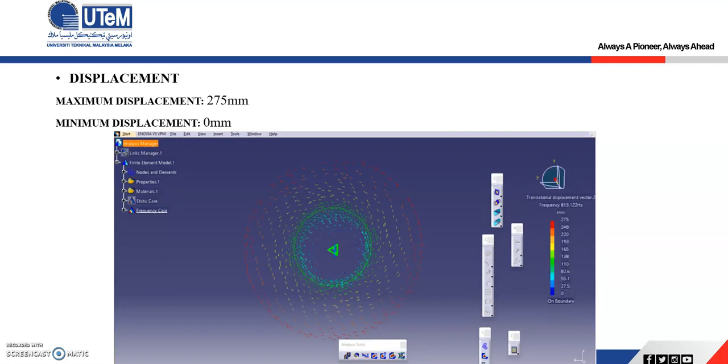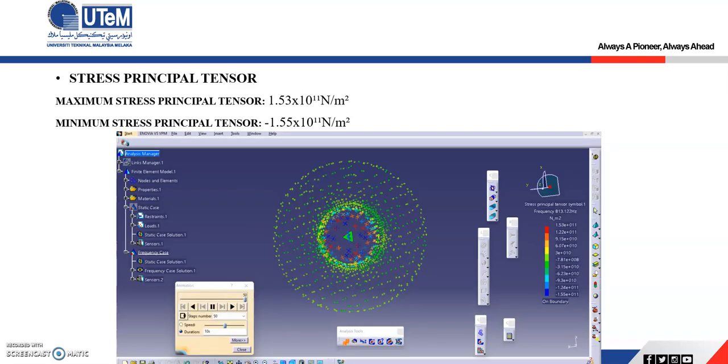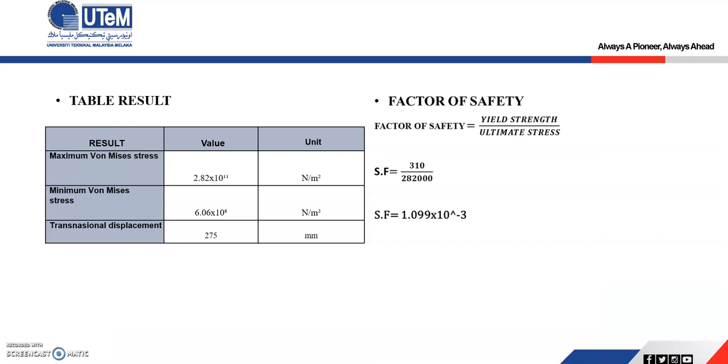The next is the displacement. The maximum displacement is 275 millimeter, and the minimum displacement is 0 millimeter. Next we have to find the principal stress tensor. The maximum principal stress tensor is 1.53 times 10 to the power of 11 Newton per meter square. The minimum principal stress tensor is negative 1.55 times 10 to the power of 11 Newton per meter square.